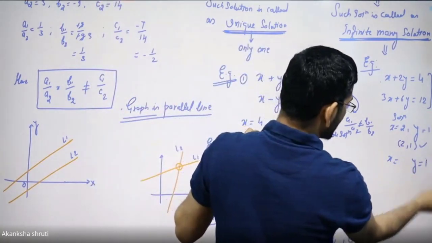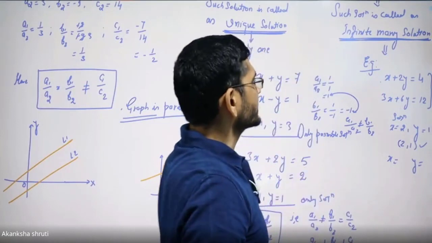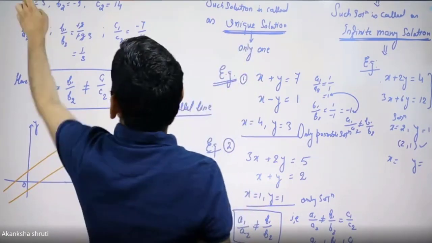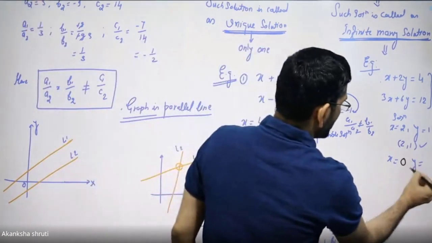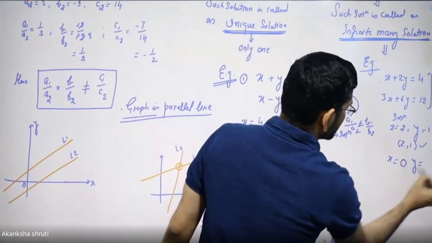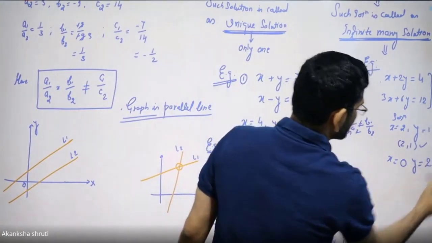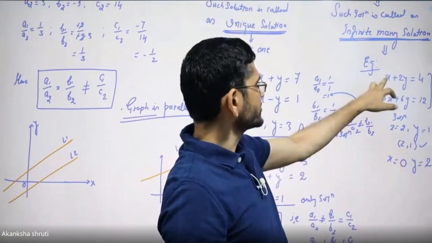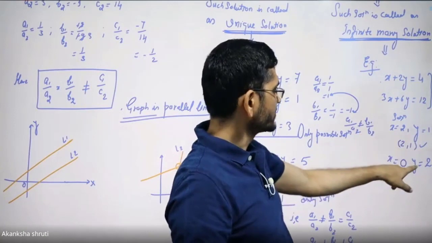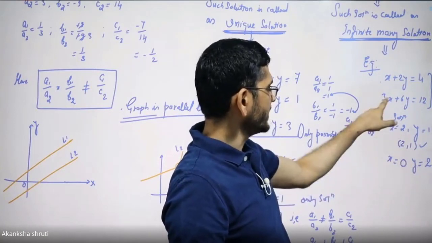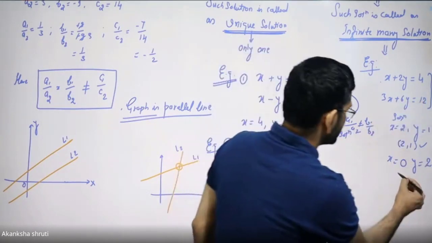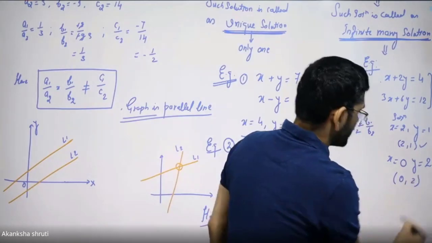Let me take some other value of x and y. You have to try with some other values of x and y. So let us take x equals 0 and y equals 2. We have to search for the possible solution. Substituting 0 in the first, 0 plus 2 twos are 4, the right hand side is 4. Try with the second one: 0 into 3 is 0 and 2 into 6 is 12. It means this 0 and 2 is another possible solution.